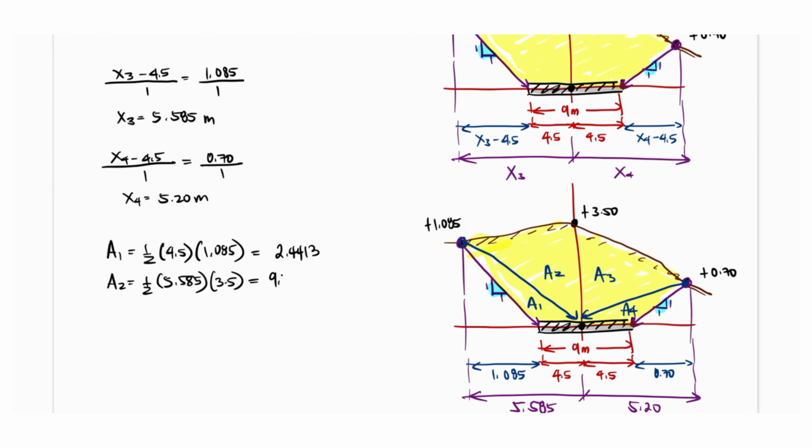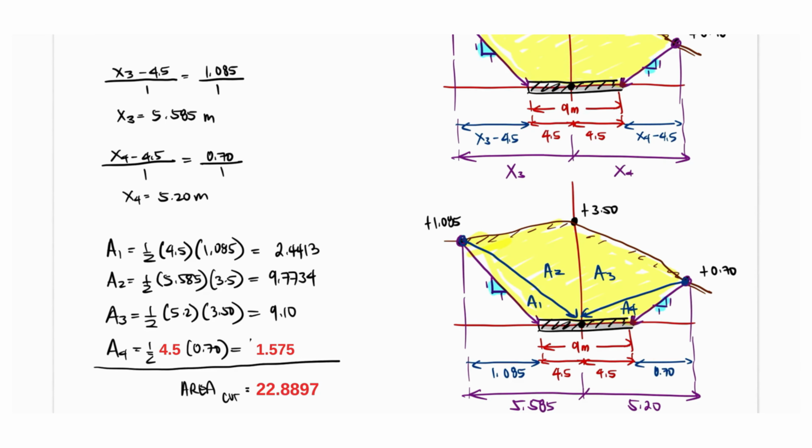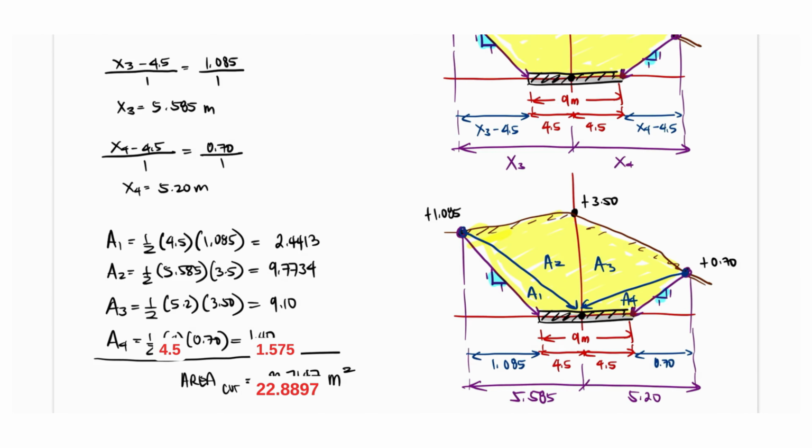For A2, it is equal to 1/2 times the base 5.585, times height 3.5. We obtain 9.7734. Then for A3, it is equal to 1/2 times the base 5.2, times height 3.5. We obtain 9.10. And solving A4, it is equal to 1/2 times its base 4.5, times the height 0.70. We obtain 1.575. Adding all the segmented areas, we obtain a total cross-sectional area of 22.8897 square meters. Therefore, the answer for the second requirement is 22.8897 square meters.